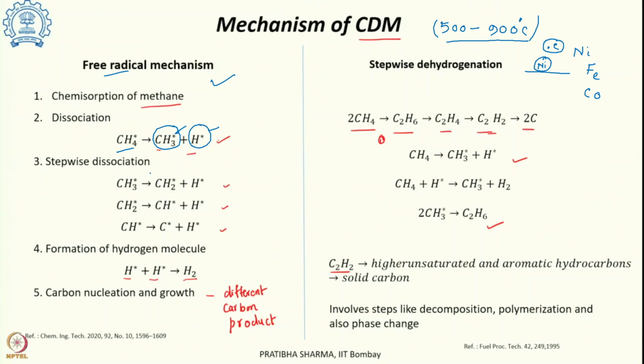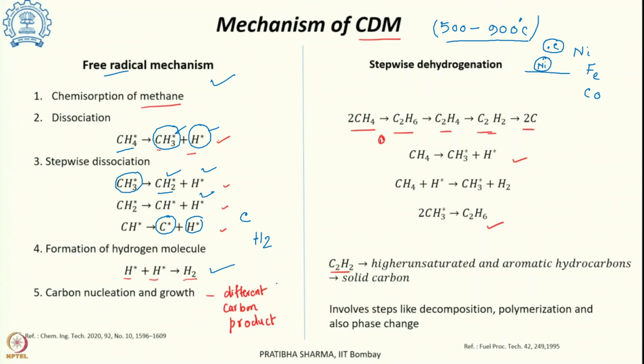In this process, the CH3 radicals will decompose to CH2 radicals and again a hydrogen radical, then CH radicals, and finally carbon radicals will occur. The carbon radicals will react and form solid carbon, and two hydrogen radicals will react to form hydrogen gas.